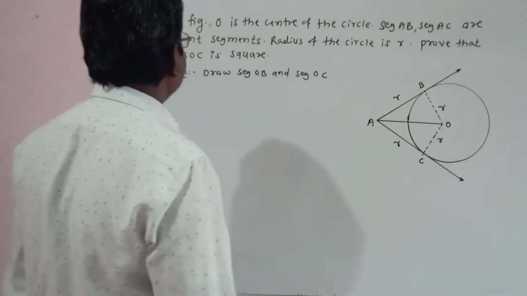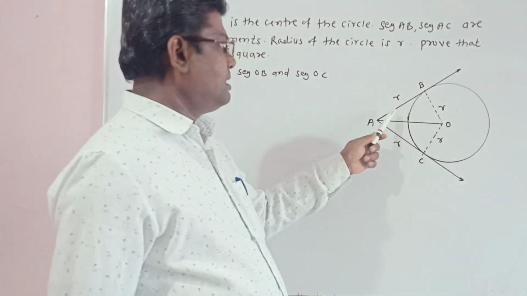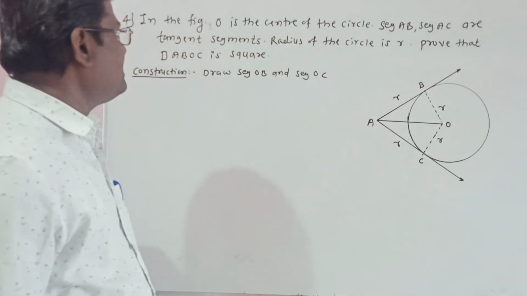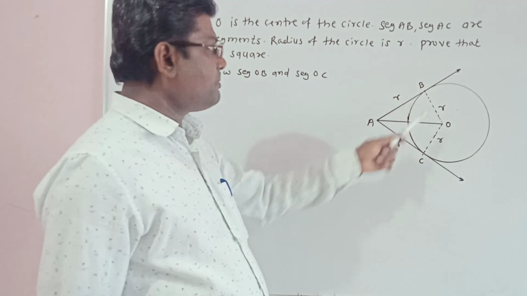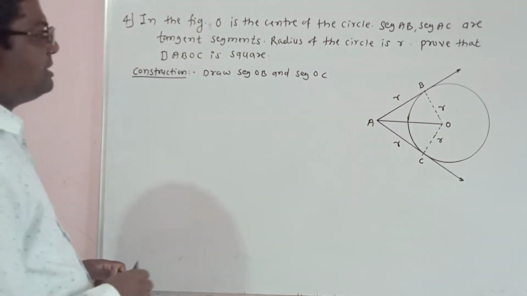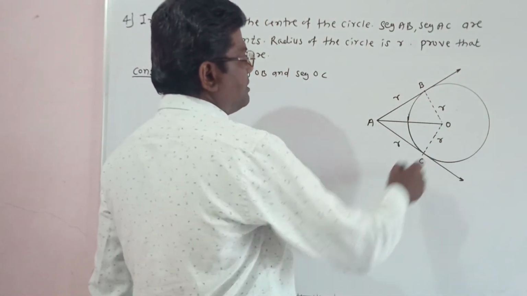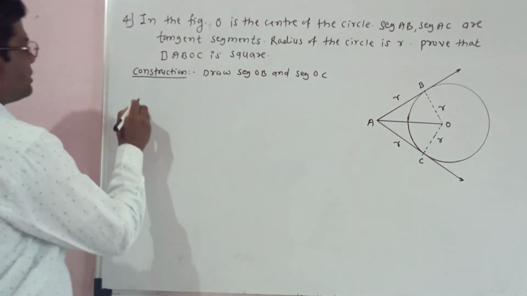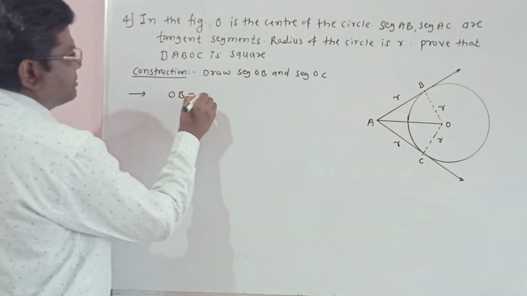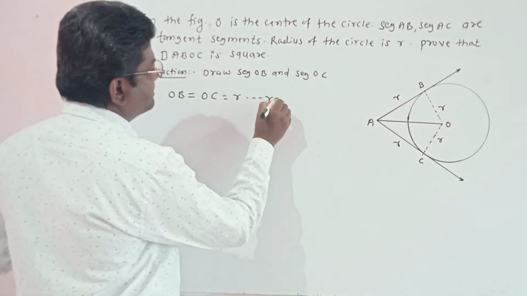Question number 4. In the figure, O is the center of a circle. Segment AB and segment AC are the tangent segments. Radius of a circle is R. Prove that quadrilateral ABOC is a square. Construction: join OB and OC. Now let's solve this example. OB is equal to OC is equal to R. Radii of the same circle.